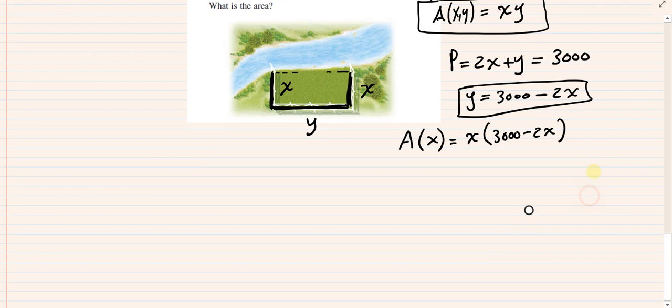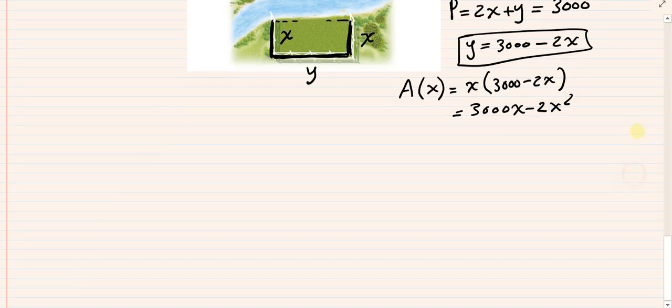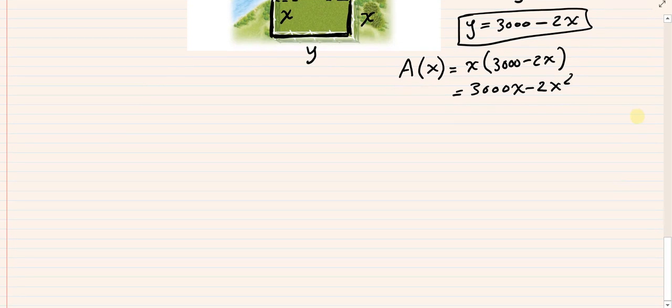And let's see, what do we want to do next? Now we want to optimize this function. So I'm just going to write this as 3,000x minus 2x squared. And now to optimize our functions, remember we do it through the first and second derivative test. So I need to find A prime, the first derivative as a function of x. Notice you can use A for area or f for the function. I'm using the descriptive name A to stand for area.